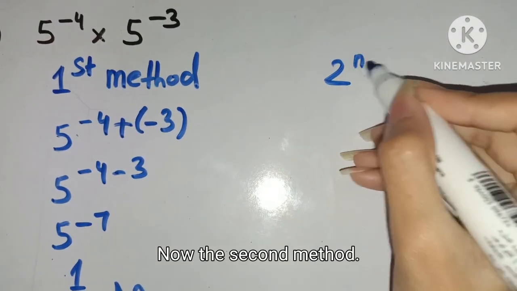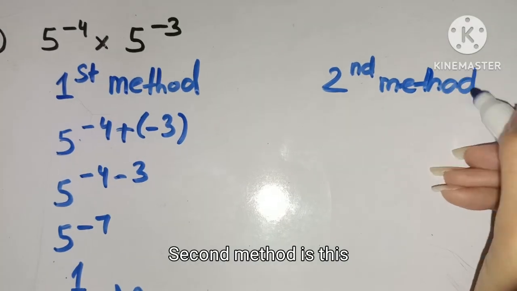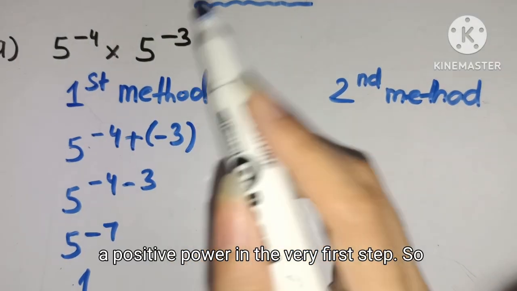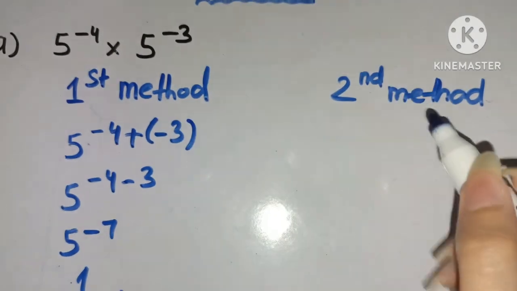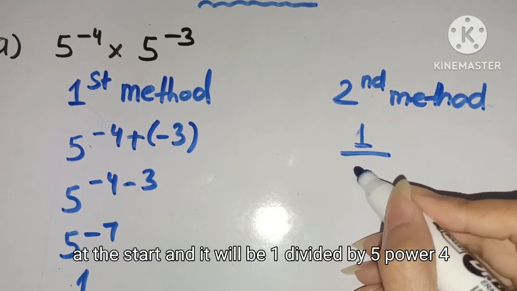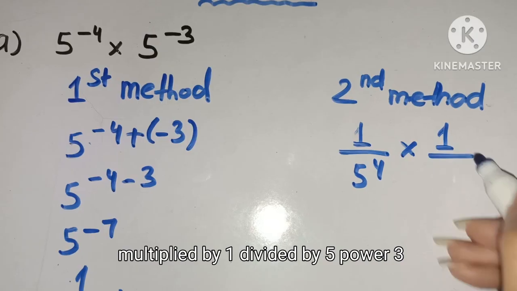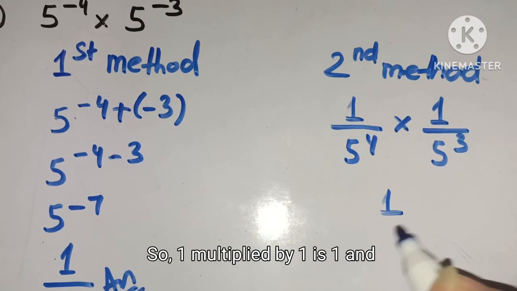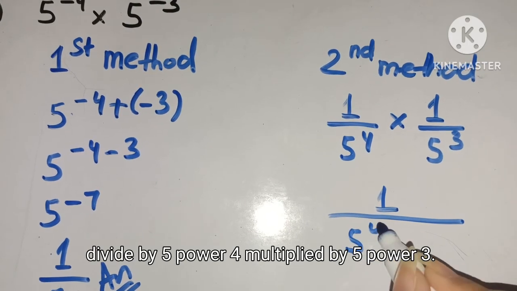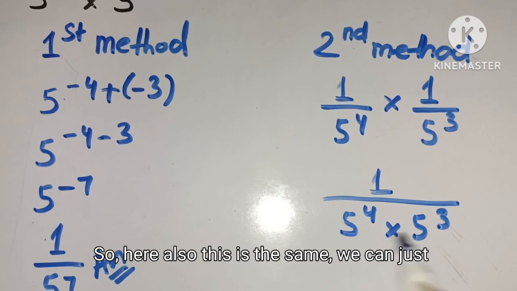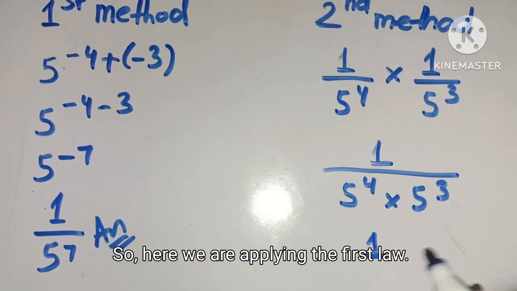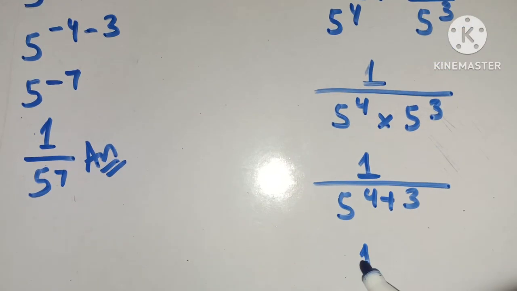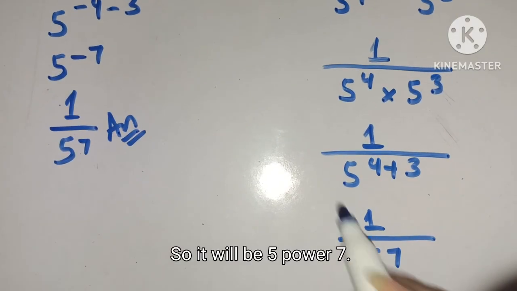Now the second method. In the second method, we convert the negative power into a positive power in the very first step. So we apply the 7th law of exponent at the start, and it will be 1 divided by 5 power 4 multiplied by 1 divided by 5 power 3. We multiply both the terms. So 1 multiplied by 1 is 1, and divided by 5 power 4 multiplied by 5 power 3. Here also the bases are same, so we can just add the powers. Here we are applying the first law. So it will be 5 power 7.